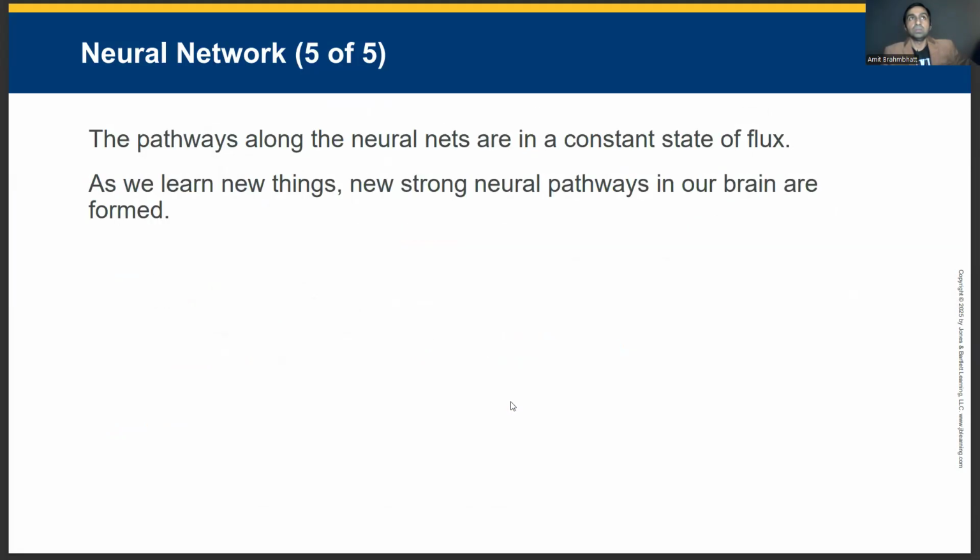Slide 33, Neural Network, 5 of 5. This slide notes that neural pathways change constantly as we learn. Connections strengthen or weaken based on experience. Artificial neural networks mimic this by adjusting weights through training, allowing the system to improve performance over time.